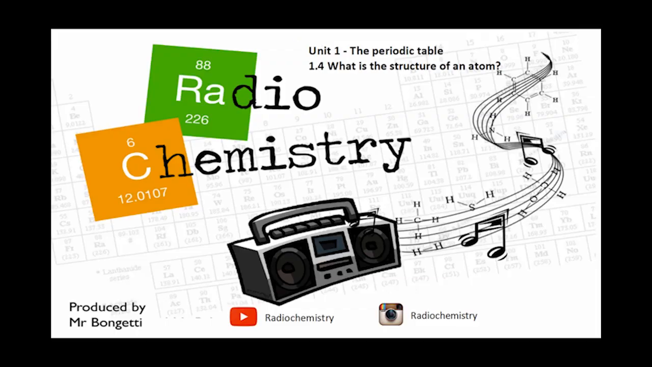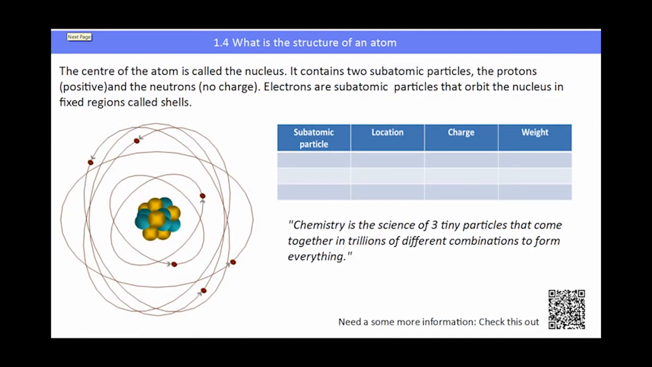Unit 1, the periodic table. What is the structure of an atom? So we need to know what is inside an atom. The centre of the atom is called the nucleus, and it contains two subatomic particles, protons, which are positive, and neutrons, which have no charge. Electrons orbit the nucleus in these regions called shells. Protons and neutrons may be referred to as nucleons because they live in the nucleus.